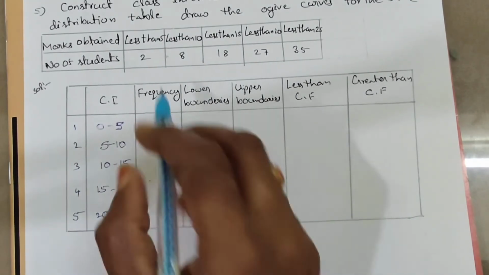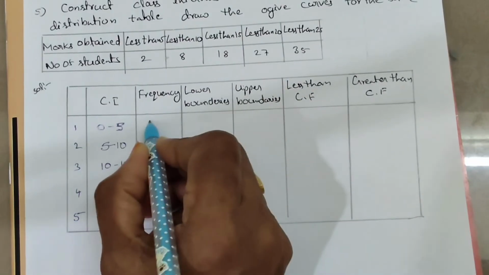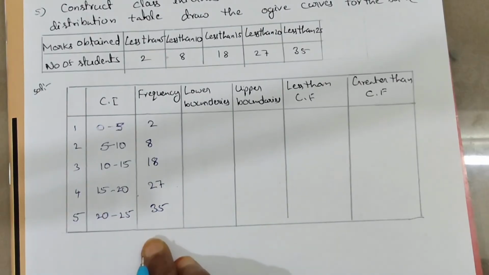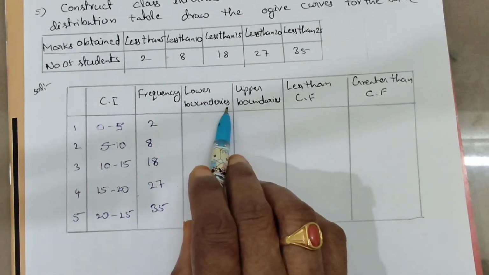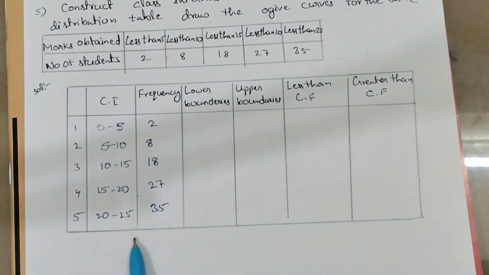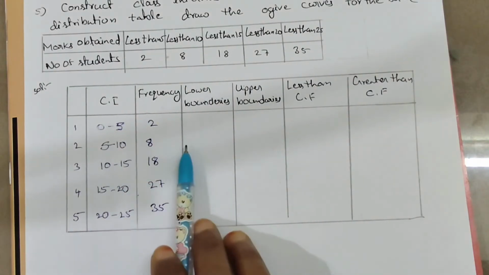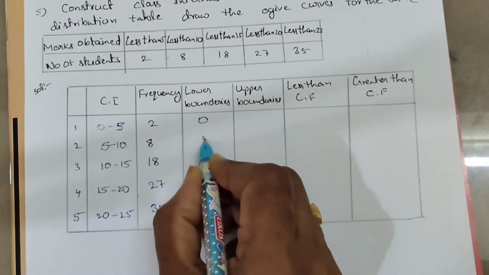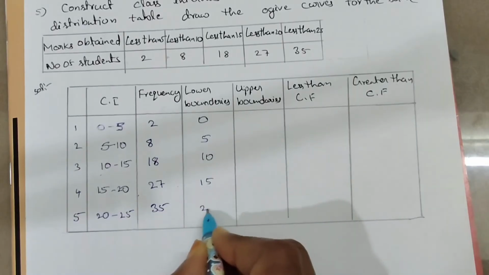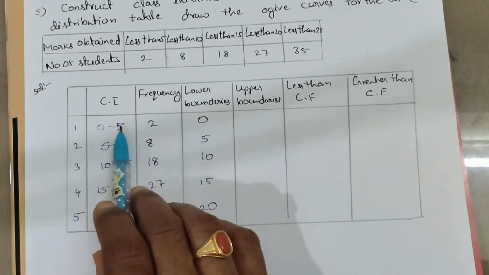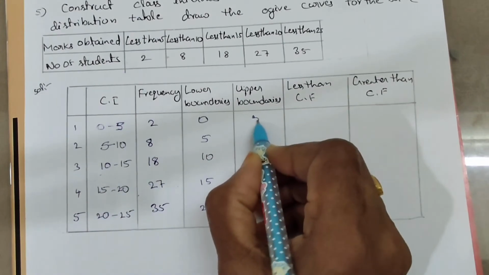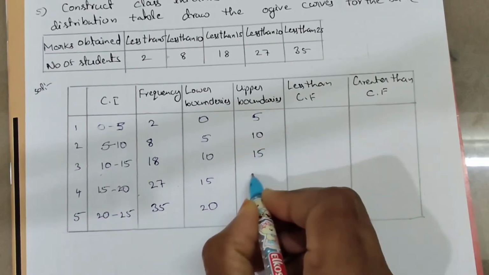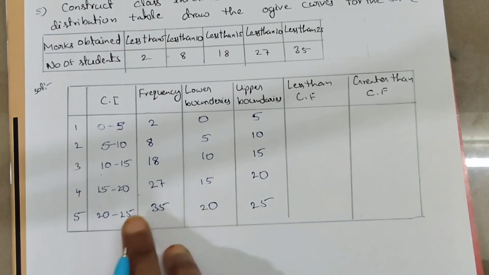Now we write the frequency. These numbers are the frequency, so we write 2, 8, 18, 27, 35. Now next we have the lower boundaries of the classes. These are the lower boundaries: first 0, then 5, 10, 15, 20. Next we write the upper boundaries. This one is the first class interval's upper boundary. Next, 10 is the second class interval's upper boundary. Next 15, 20, 25. These are the upper boundaries of the class intervals.